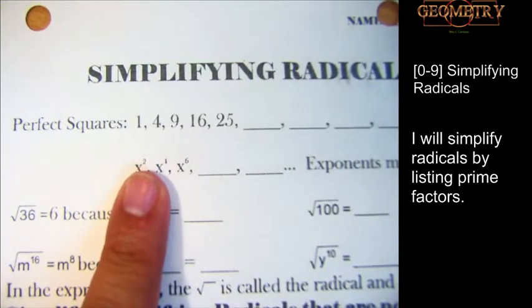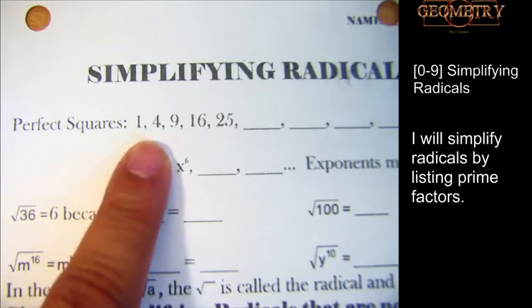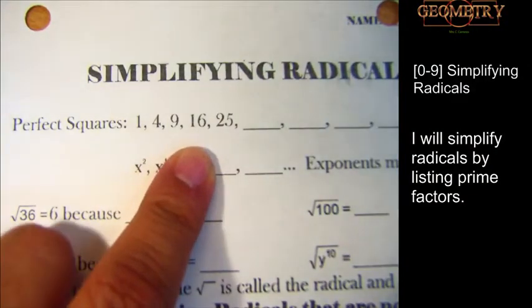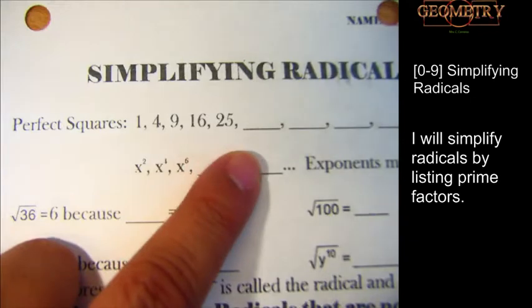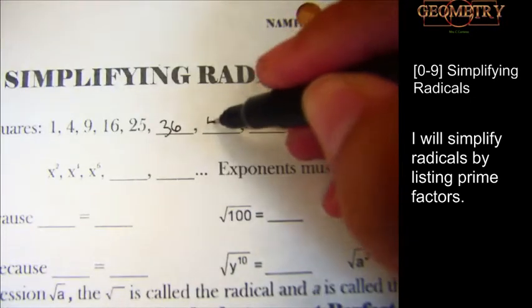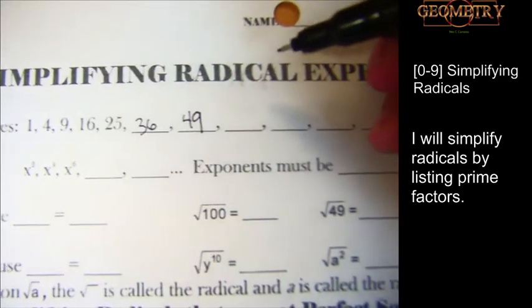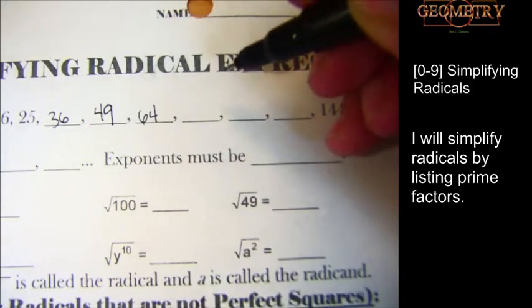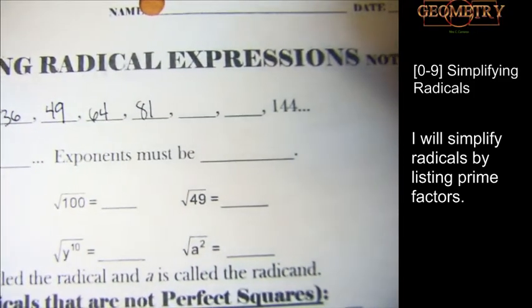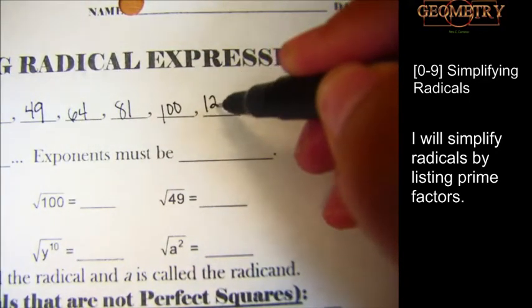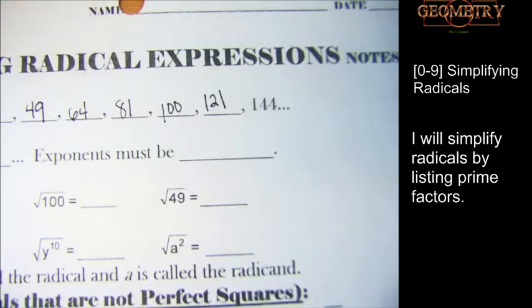They're perfect squares because I can take a number, multiply it by itself, and get this list. 1 times 1 is 1. 2 times 2 is 4, 3 times 3 is 9, 4 times 4 is 16, 5 times 5 is 25, 6 times 6 is 36, 7 times 7 is 49. 8 times 8 is 64, 9 times 9 is 81, 10 times 10 is 100, and 11 times 11 is 121. And then 12 times 12 is 144.